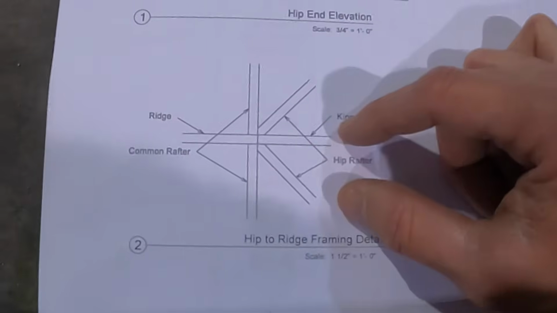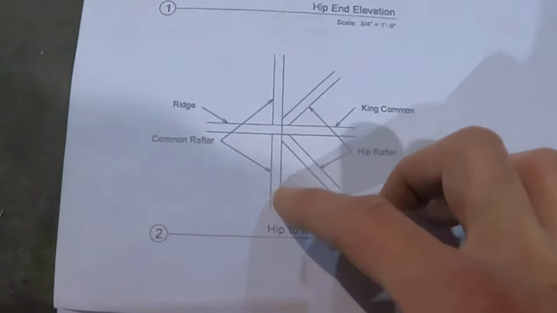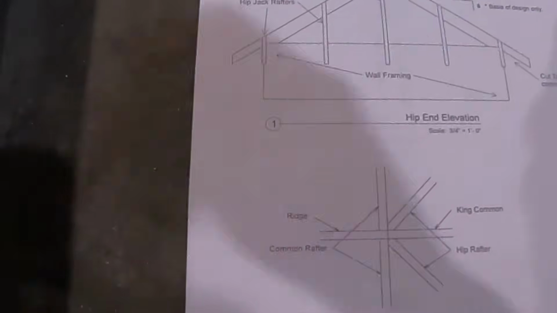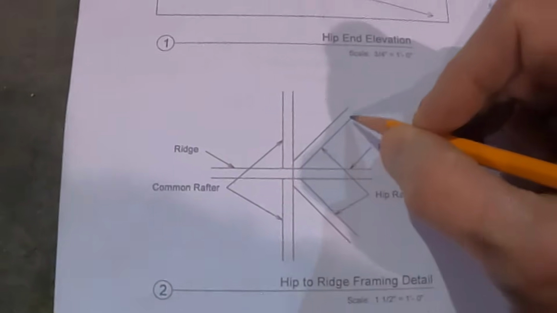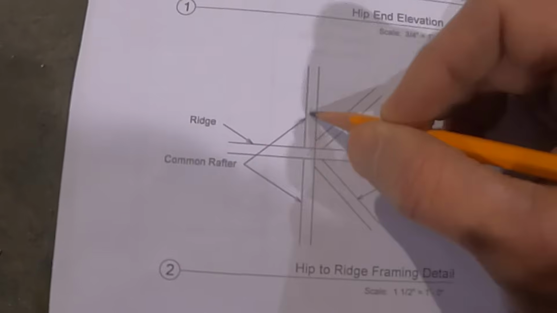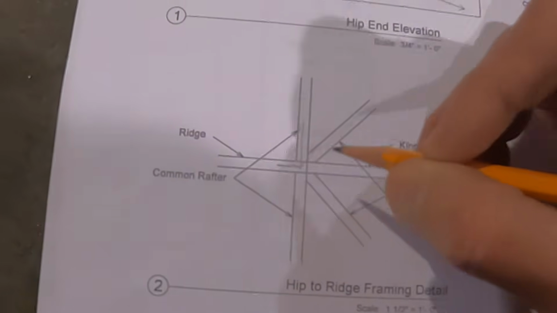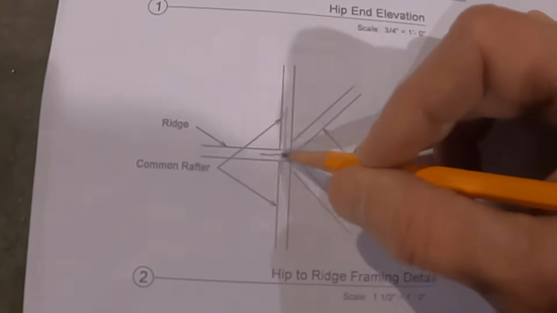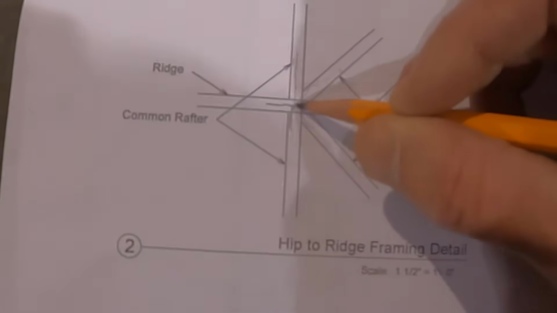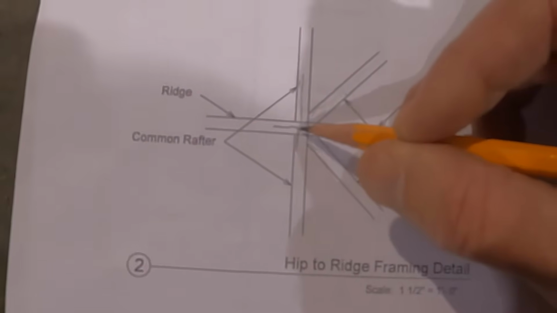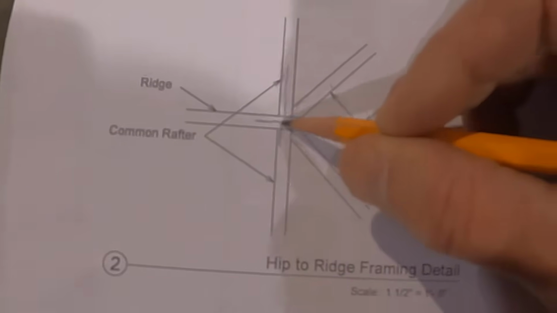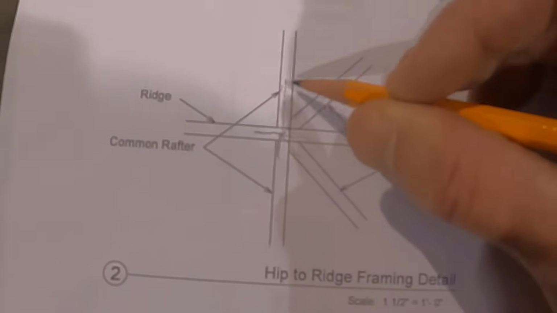Up at the top, as long as the layout's been done right, in this example, here's your ridge. Mathematically, the intersection of all of this at the ridge is going to be the center of each component. Here's a common rafter, your ridge, your king common rafter, your hip. So everything goes right into this point right here. That's your measurement. That's mathematically what will show on your calculator. So everything has to get shortened back half a diagonal distance.